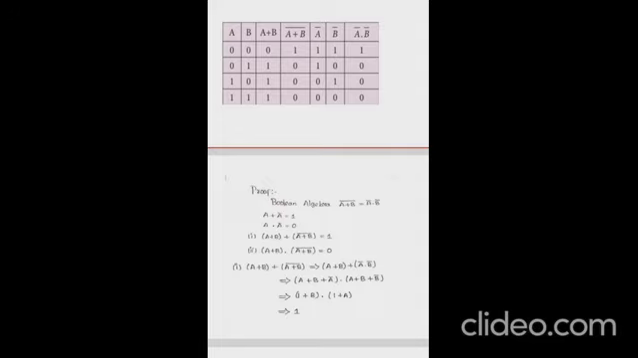Here (A + B) whole bar can be written as A bar dot B bar, from De Morgan's first theorem, because we are going to prove De Morgan's first theorem. Instead of (A + B) whole bar, A bar dot B bar is used. So we are going to make sure that the resulting value should be 1. So (A + B) whole bar equals A bar dot B bar here.